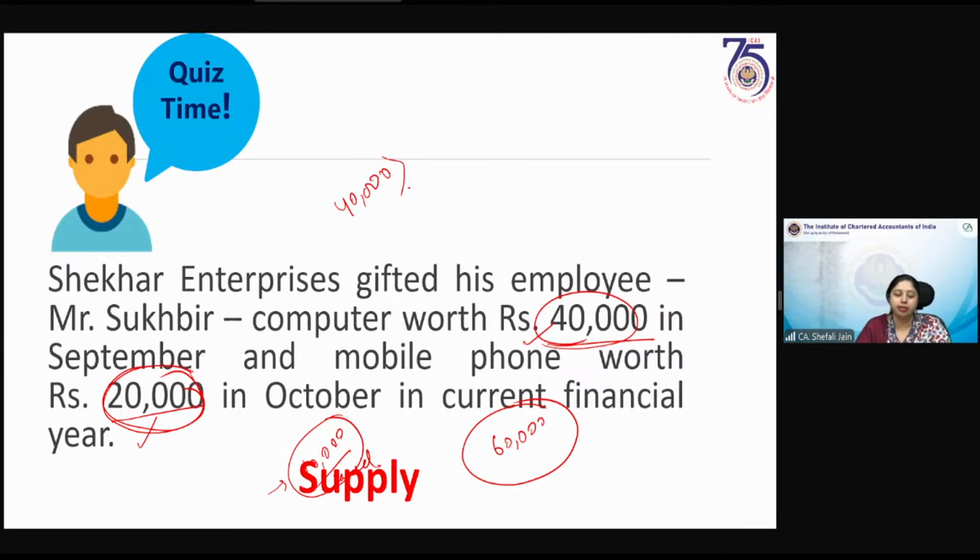Then taxability is another thing we have to see. I wanted you to know the concept of supply, that the entire value will be taxed if all other conditions of taxability are satisfied. For that, we have to go to the charging section, and separate points are there.